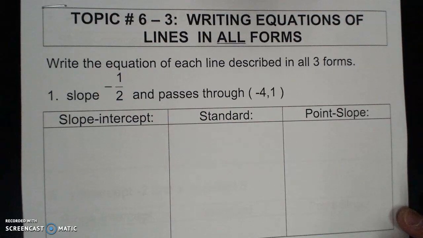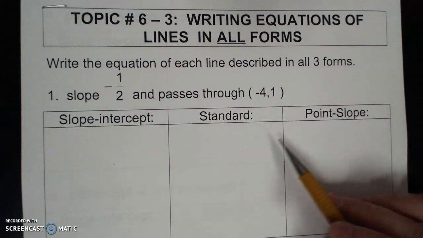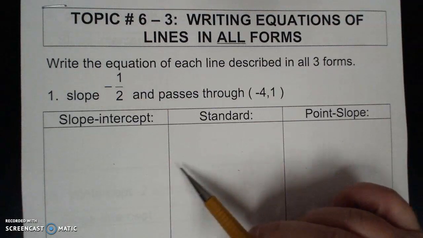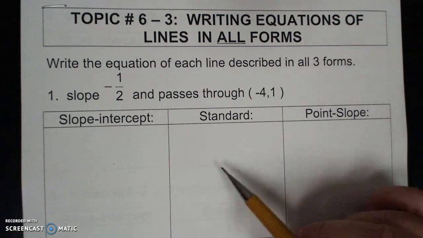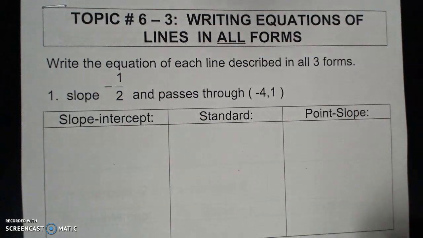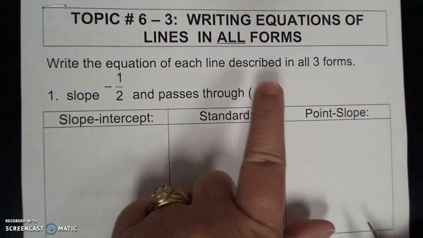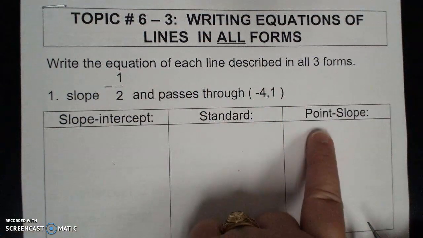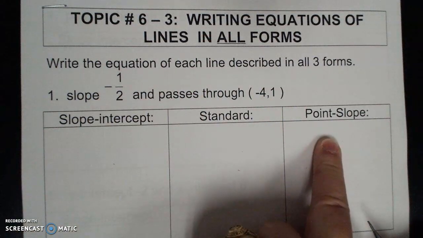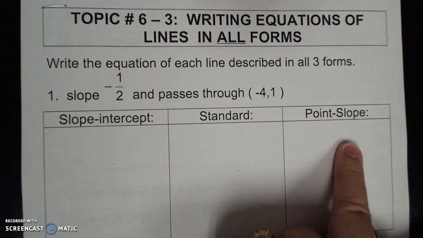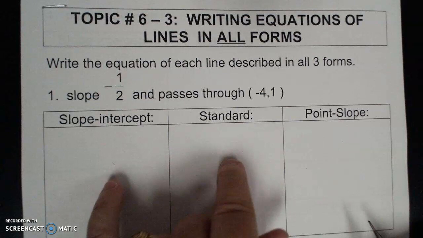So 6-3 is writing equations of lines in all forms. You're going to go from slope to standard to point slope. The beauty of knowing how to do all three forms is that it depends on what information you start with. So if I have a slope and a point, or a point and a slope, I'm going to start here, especially if I have to go here, because from here, I can go to the other places.